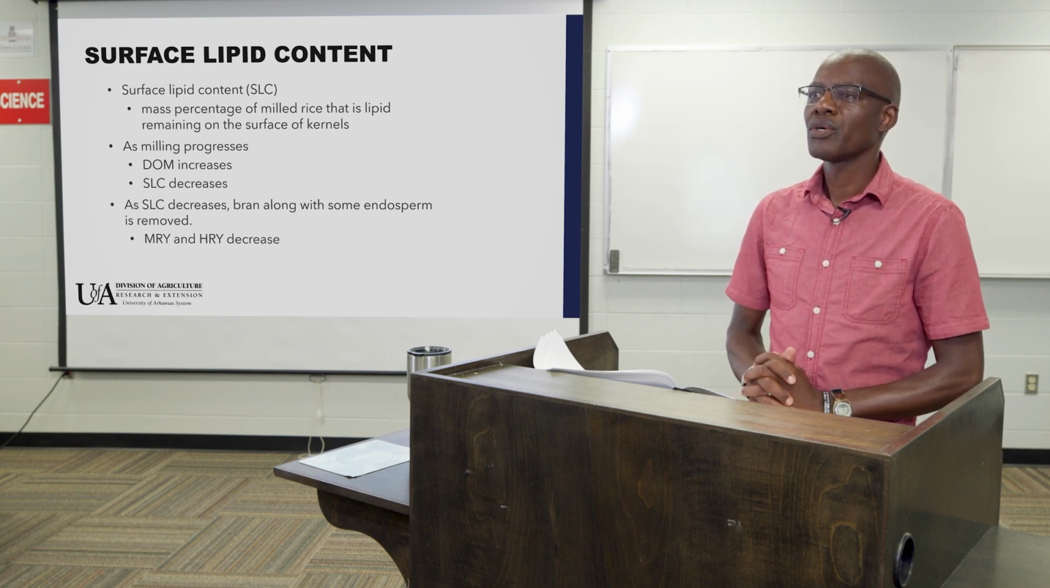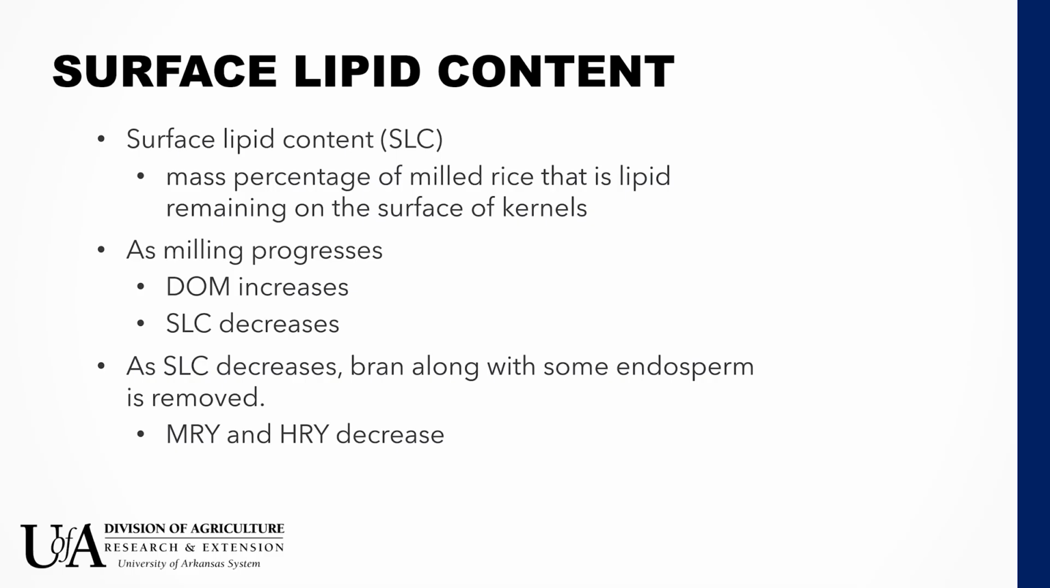As I mentioned, it's the mass percentage of milled rice that is lipid remaining on the surface of the kernel. So as milling progresses, we expect the degree of milling to increase and the surface lipid content to decrease. Now, as the surface lipid content decreases, the bran along with some of the endosperm is removed, and so we expect the milled rice yield as well as the head rice yield to decrease.